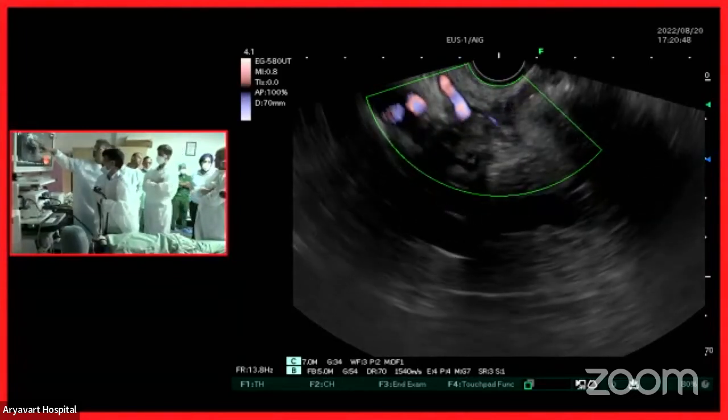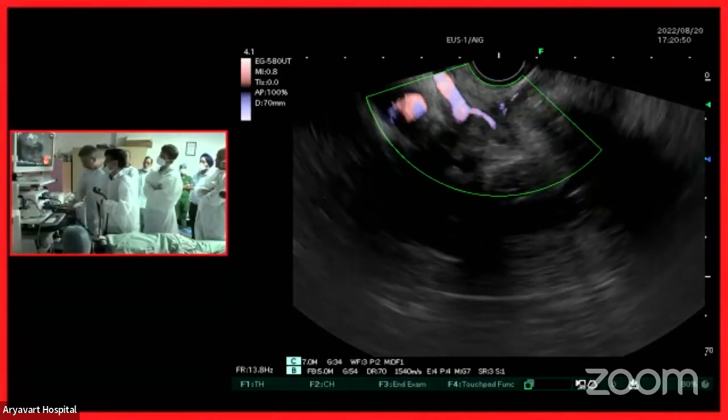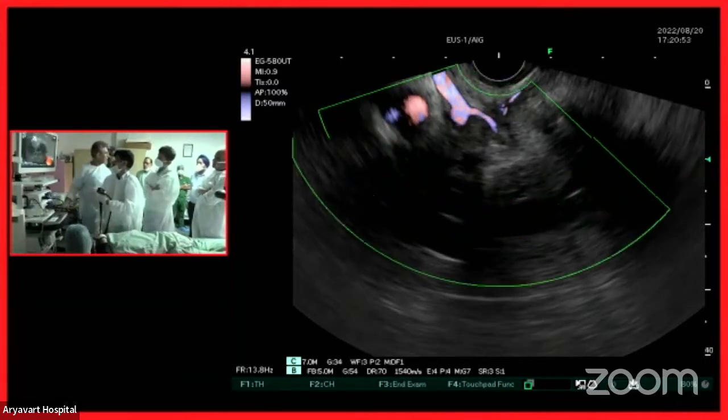It's the origin of the common hepatic artery. Let me enlarge it first. Okay. Can I have a mic, please? Mic.